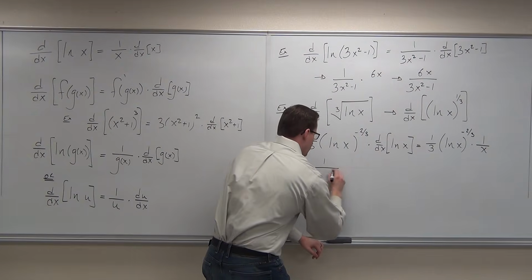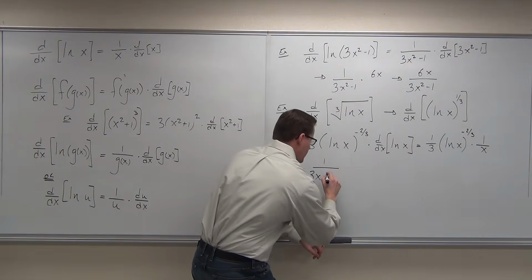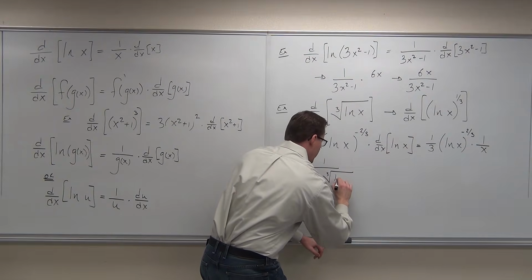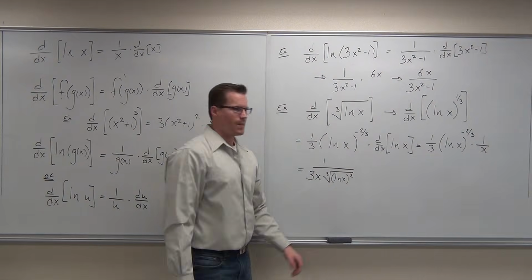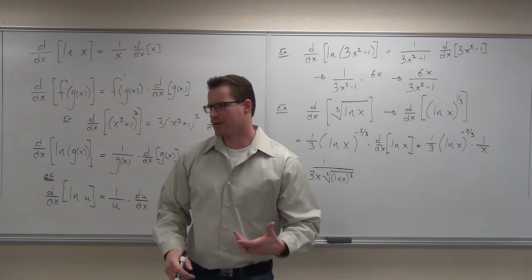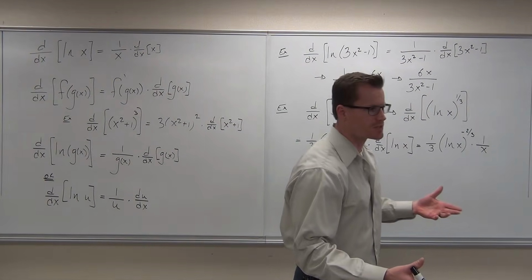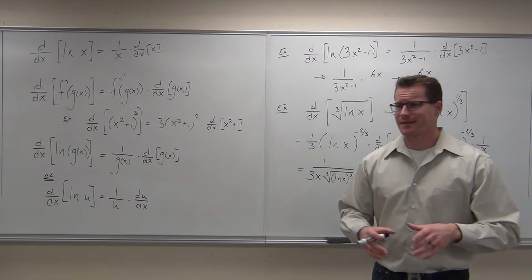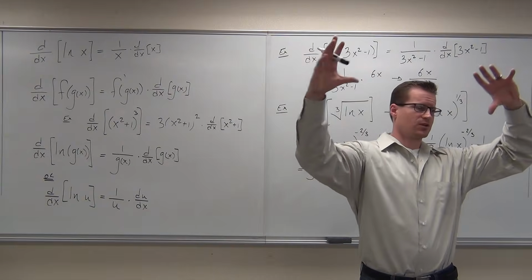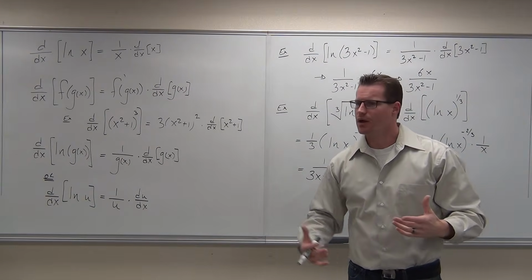We could have 3x, no problem. We can have a cube root of ln x to the second. That's how I'd like you guys to write it. Make it clean. Typically, sometimes I let you do it with negative exponents. Most of the time I don't want negative exponents. I want them nice and neat. The only time that it's not the case is if it's just a super huge derivative and it would just waste your time to do it. So that's an appropriate answer.